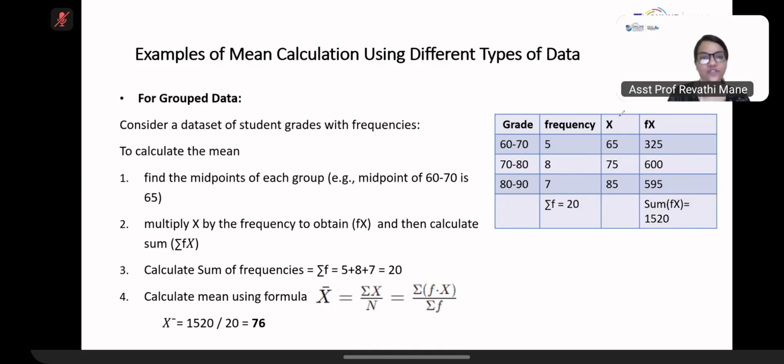Yes, mean is called average of the data. Am I audible clearly?